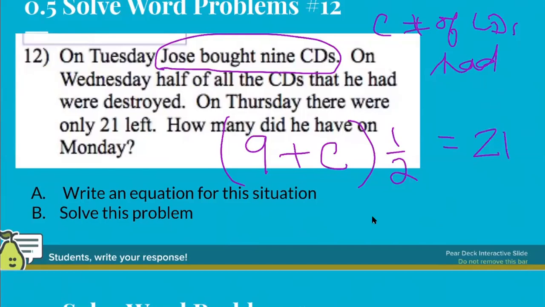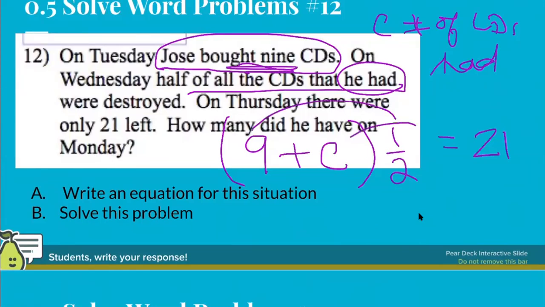So this one is 9 plus C, which is the number of CDs he already has. So this is the 9 from Tuesday. The C means whatever CDs he already had, and half of it. Yvette and Elia, you say either, does that mean you don't receive the link or you do receive the link? And then half destroyed, that's why I multiply by 1/2. Then we solve this equation.